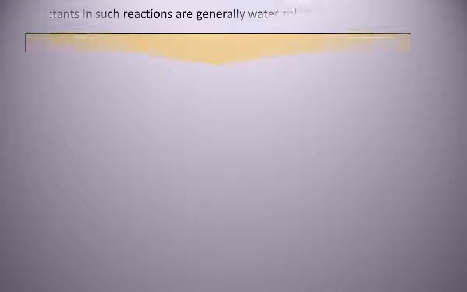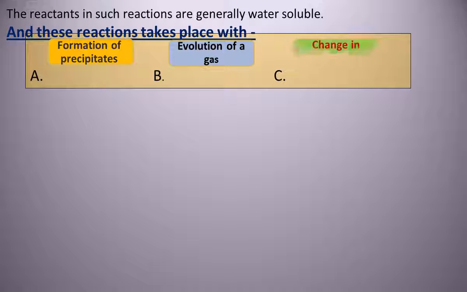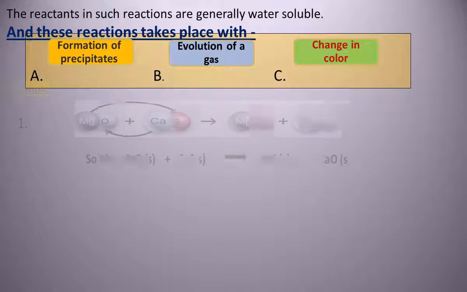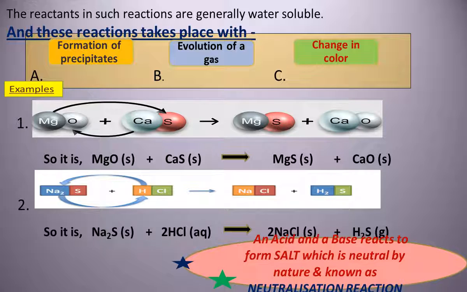As we are talking about double displacement reactions, these reactions take place with the following characteristics. First, formation of precipitates, second, evolution of gas, and third, change in color. So in the given examples, we can have a look over the reactions. In the given examples, you can see that the anionic part in each reactant is being exchanged.